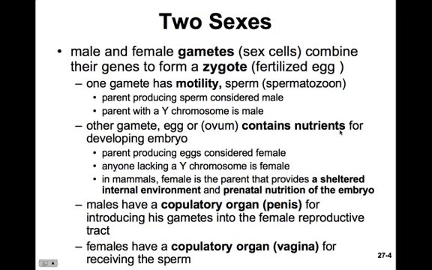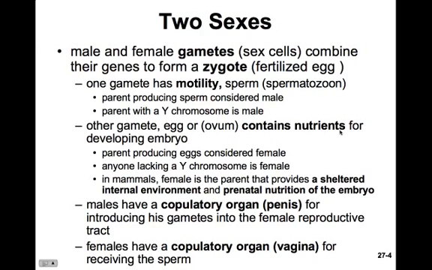With the two sexes, it's important that one gamete has motility. For us, that's the sperm and is found in the male. The parent with the Y chromosome is considered to be male, genetically. And the parent with no Y chromosome is considered to be the female, genetically. Of course, there's some variations on these dependent on whether receptors are present for testosterone and so forth. We'll take a look at a couple of those. The female gamete is the egg. In mammals, the female is the parent that provides a sheltered and internal environment and prenatal nutrition for the embryo.